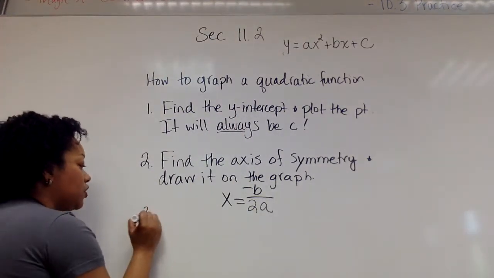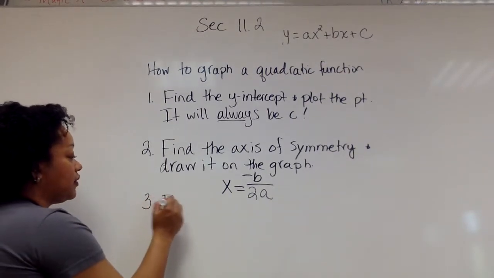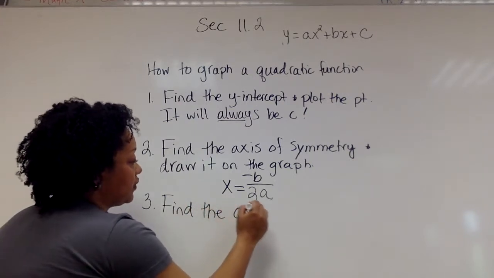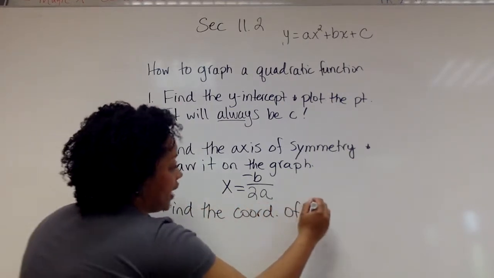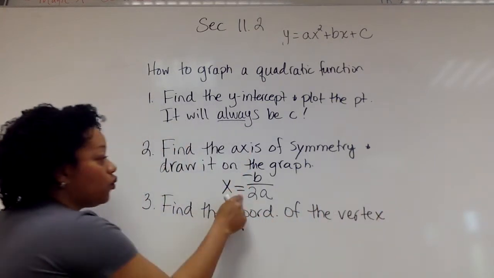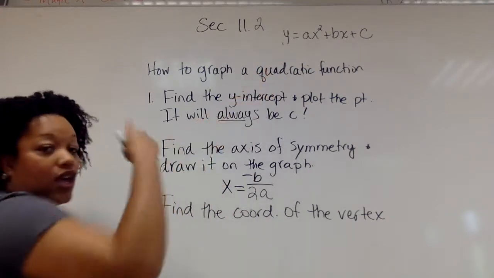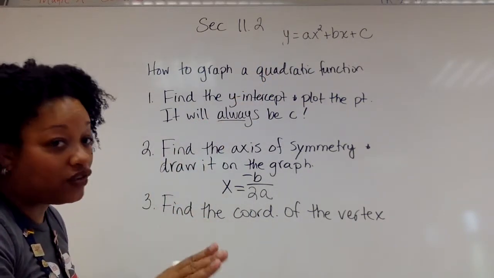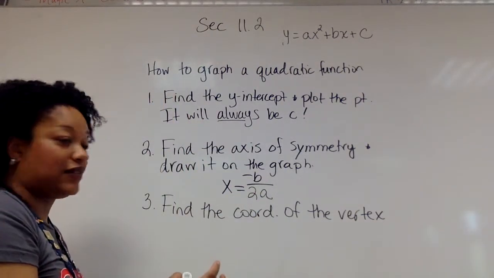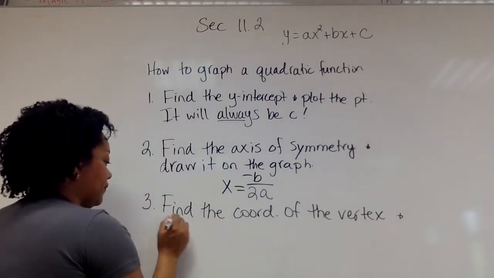Then the third thing you're going to do is find the coordinates, just one, of the vertex. And I'll show you how to do that. That is all determined by the number you get here. You're going to take this number, plug it into your y, do a little math. Shouldn't be too hard. And then that tells you where your vertex is. So you're going to find the coordinate of the vertex and plot it.